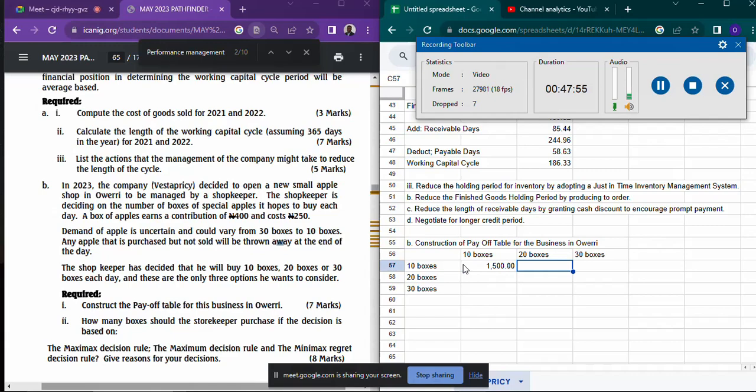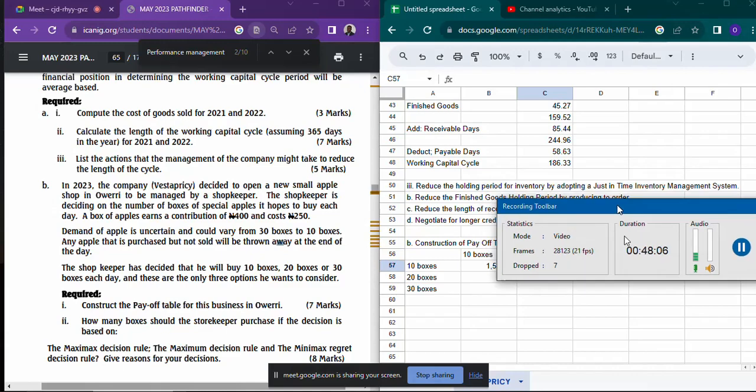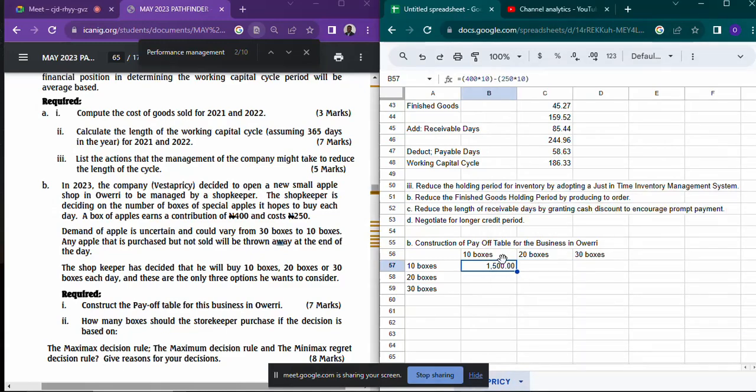Now he cannot sell 20 boxes because he can only buy 10 boxes, and you cannot give what you don't have. So the same figure will be here. Also, he cannot sell 30 boxes because he didn't buy up to 30 boxes.